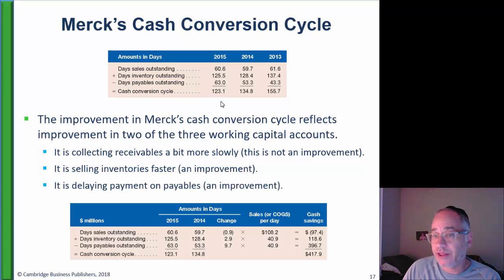And it takes 123. And the way you would interpret this is the period of time between when the company pays for raw materials and when it collects the money from its customers. How long does that take for the same items? So it pays its suppliers for certain raw materials. It processes the raw materials, puts them onto the sales floor, delivers them to the customer, and the customer pays them. How long does that take? And here you can see for Merck, it went down from 155 days to 123 days. The longer that takes, the more money you need to run your company.